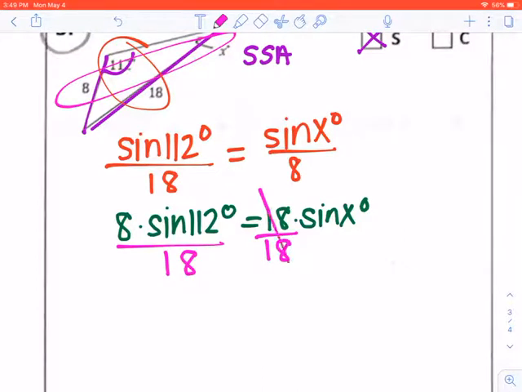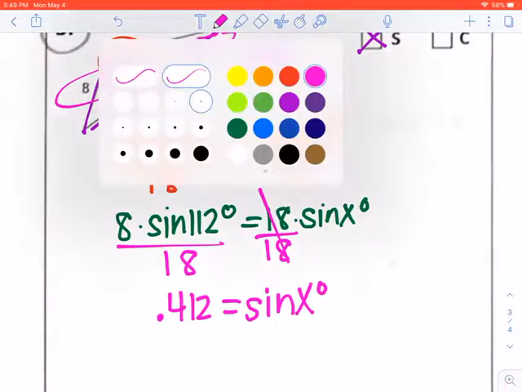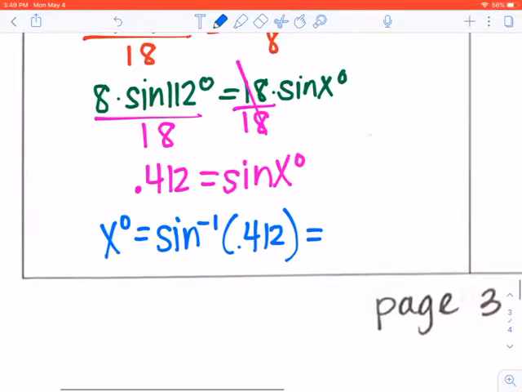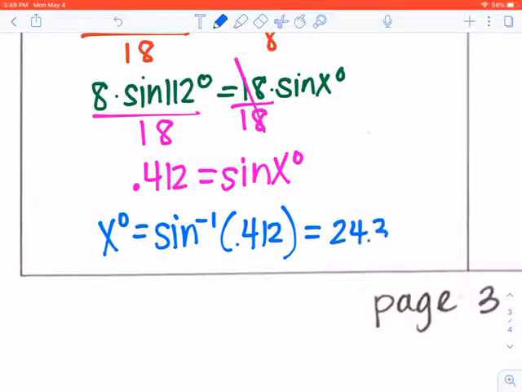And so 8 times sine 112 divided by 18, put it in your calculator carefully, you get 0.412 for the sine of x. But we need to use the inverse because we are solving for our angle. So our angle x is going to be the inverse sine of 0.412. We've got to do that last step in order to find the angle. And in this case, we have 24.3 degrees if you plug it in correctly in your calculator. So same as last section, just deciding which one to use. They're not telling you which one to use.